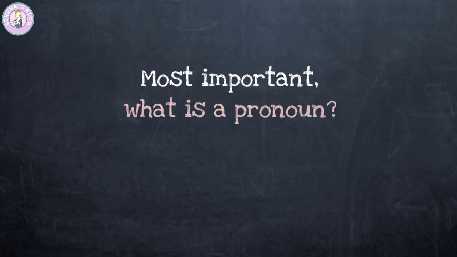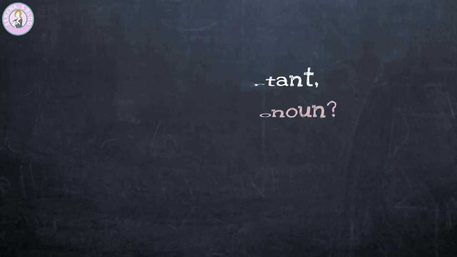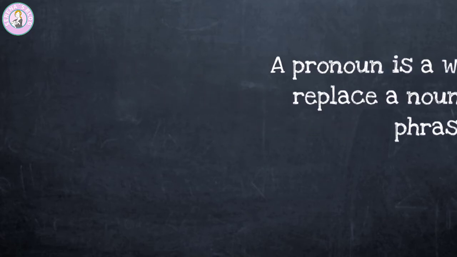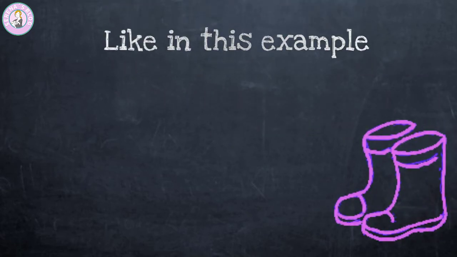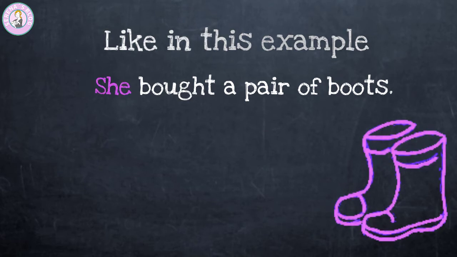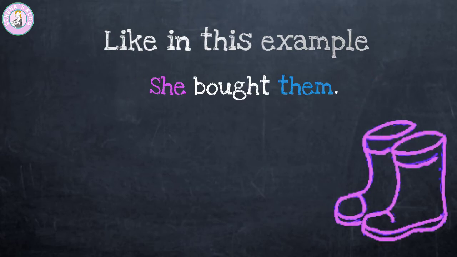Most important, what is a pronoun? A pronoun is a word that can replace a noun or a noun phrase in a sentence. Like in this example: Maria bought a pair of boots. Maria is the subject and it can be changed to she. A pair of boots is the object that can be changed to them. So we would get: she bought them.